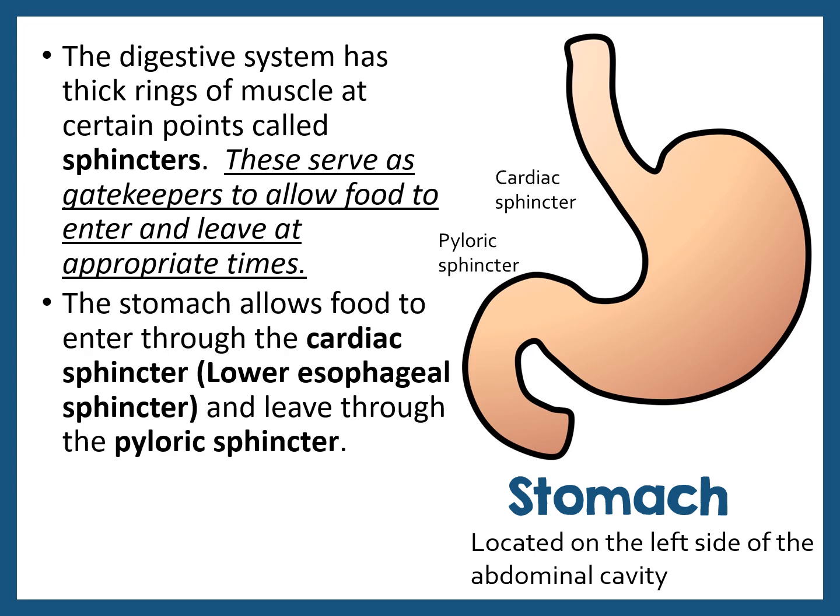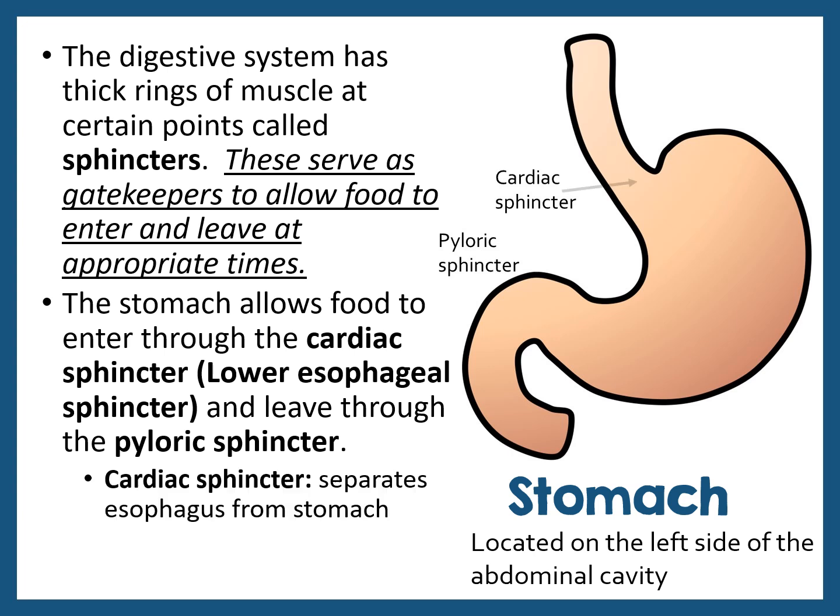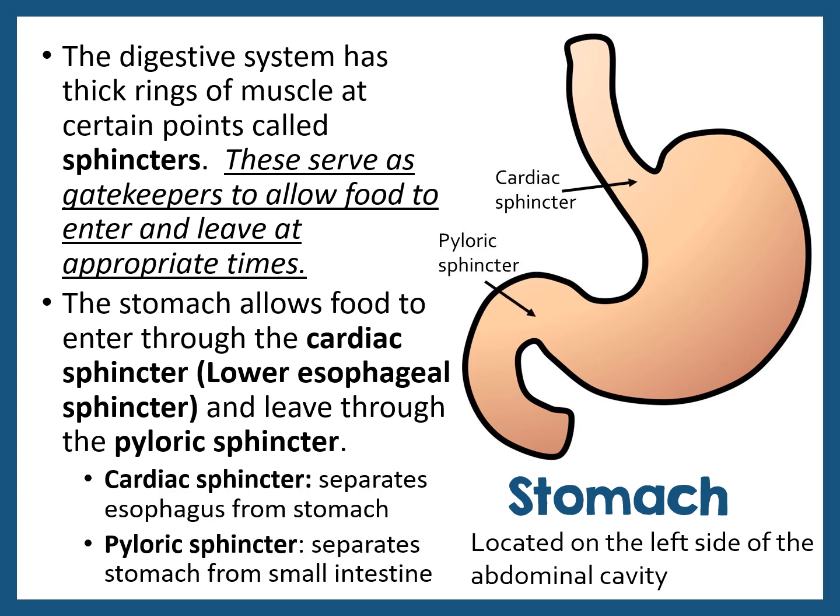And so food will enter into the stomach through the lower esophageal sphincter. This is also commonly referred to as the cardiac sphincter. And food will leave the stomach into the duodenum by the pyloric sphincter. So the cardiac sphincter will separate the esophagus from the stomach, or I'm sorry, the lower esophageal sphincter. That sphincter has a third name too. It's also called the cardioesophageal sphincter.